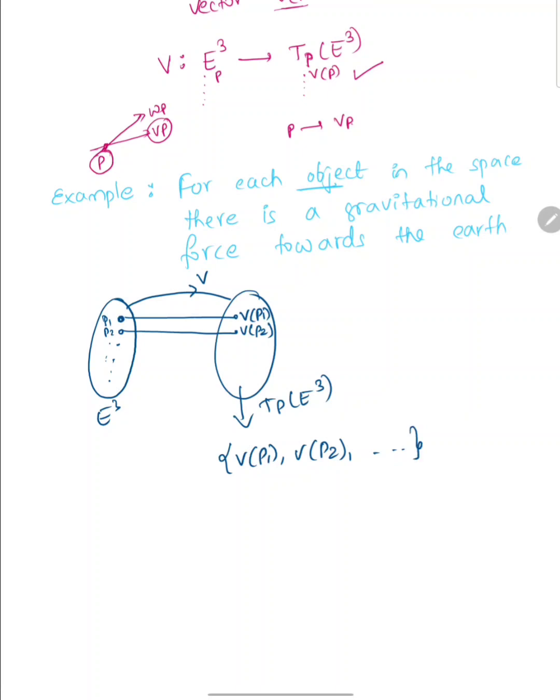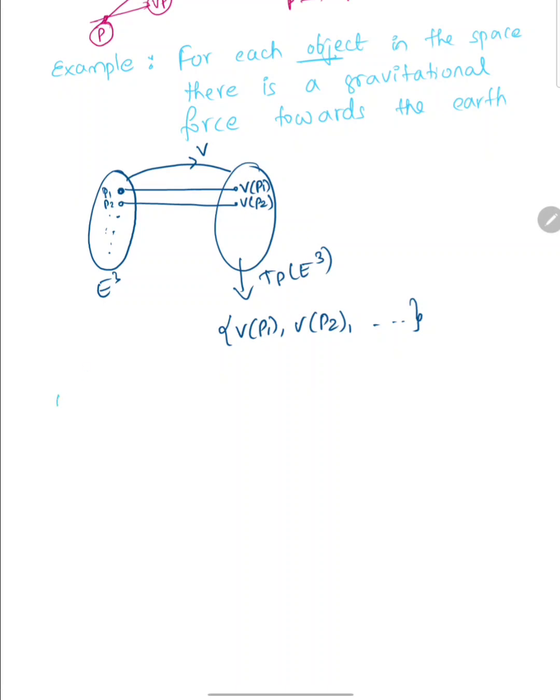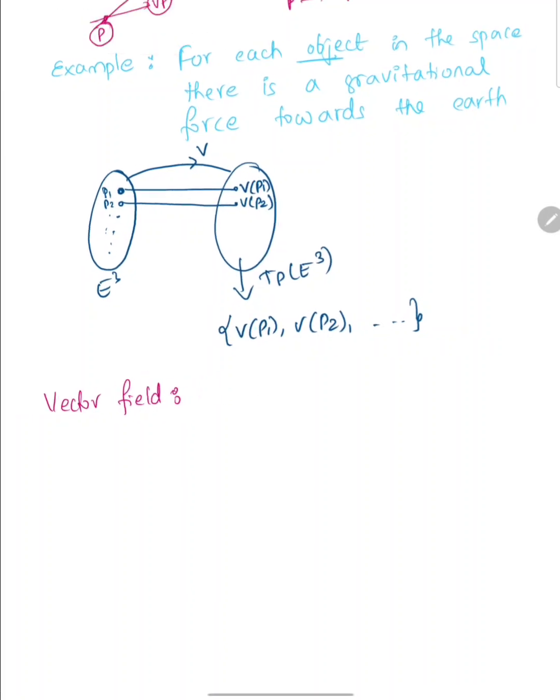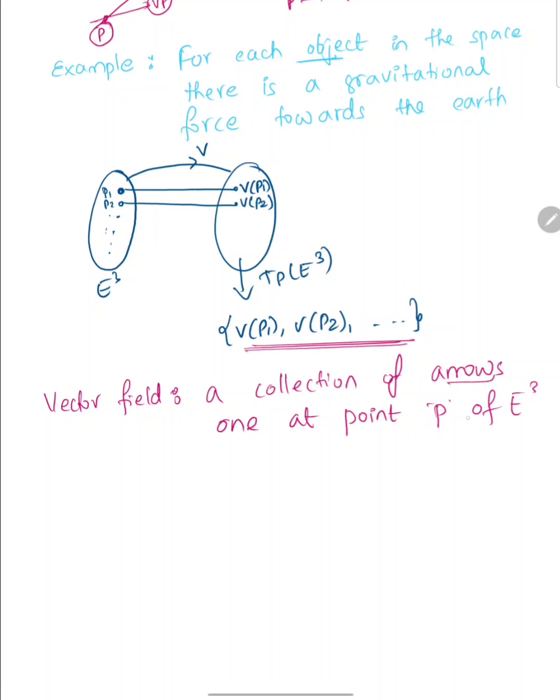One can view a vector field in set form as a collection of arrows, one at each point P of E3. So it is the collection of vectors, arrows, at each point P of E3. For each point in E3, one vector in TP of E3 is mapped. That collection is nothing but the set form of the vector field.